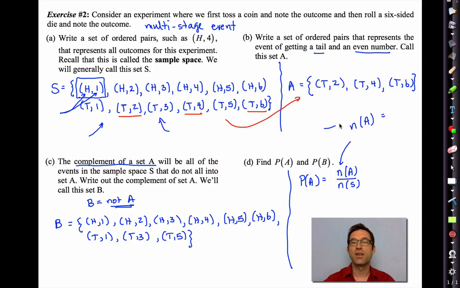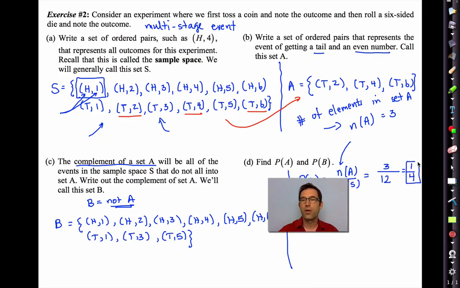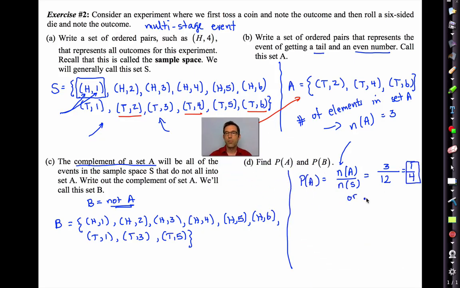N(A) is just the number of elements in set A. All right? And of course, that's 3. And N(S) is the number of elements in set S, which was what? 1, 2, 3, 4, 5, 6. It was 12. So the probability of event A is 1/4, or 0.25, or 25%.